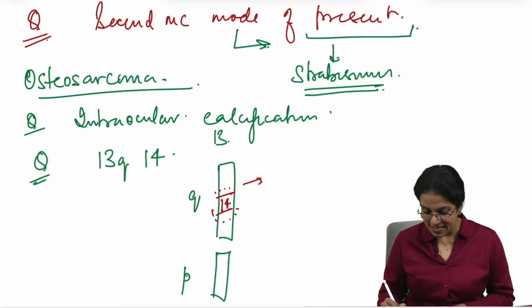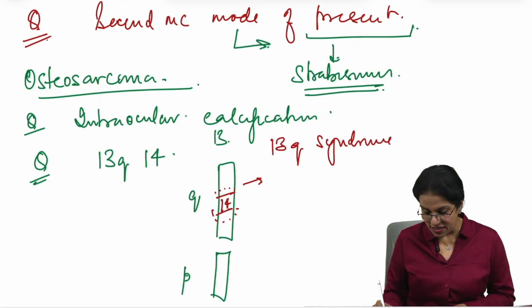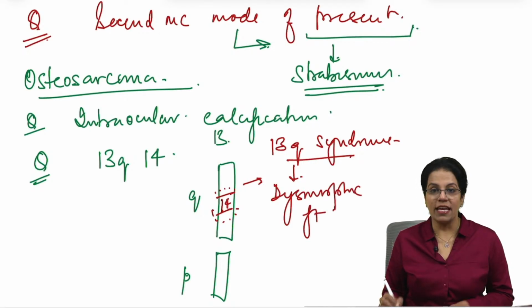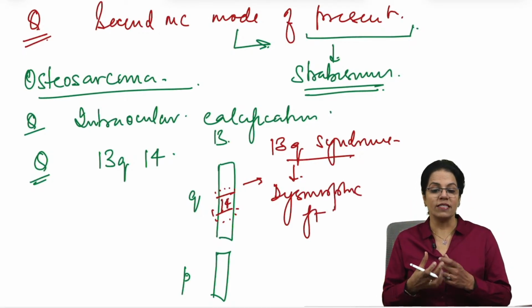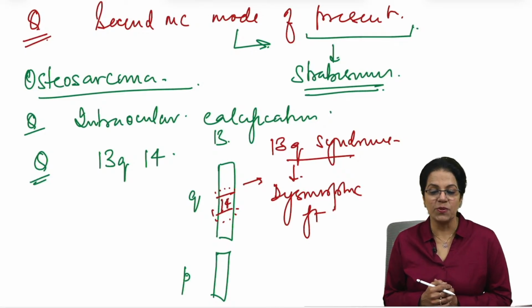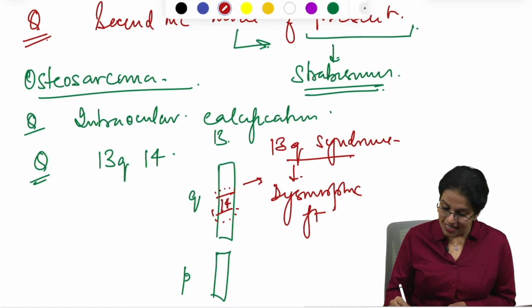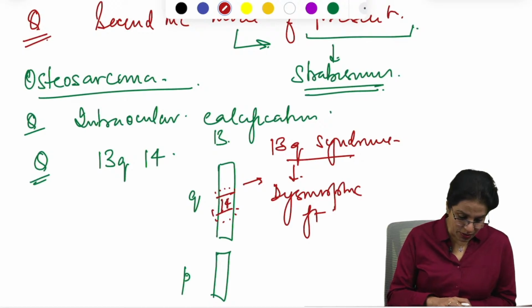And if the mutation is even outside the 14th band, now you call it 13q syndrome. What is 13q syndrome? When do we call it 13q syndrome? When along with retinoblastoma you get dysmorphic features. What are the dysmorphic features? Like frontal prominence, broad nasal bridge. This is called 13q syndrome. Okay, last question. Tell me the answer to this question. What is trilateral retinoblastoma?